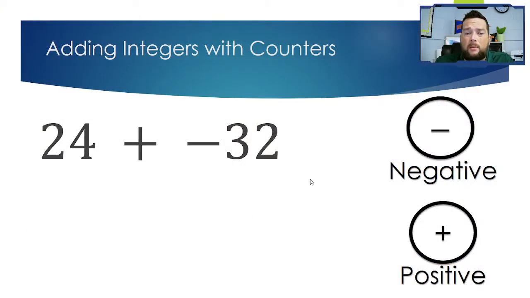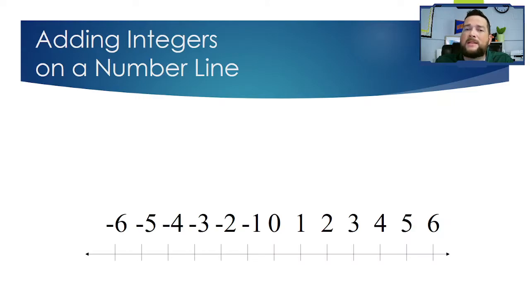So number lines are great when you're first starting out, but they're not great with working with big numbers, all right? So did I say number lines? I said counters, all right? I was previewing for the next tool. So counters are great when you're first starting out, not great for big numbers. Same thing with number line.